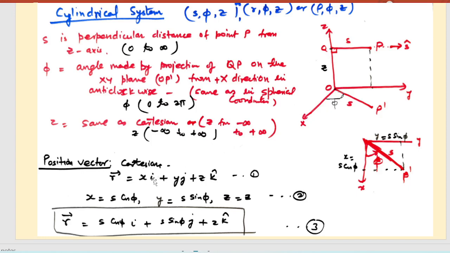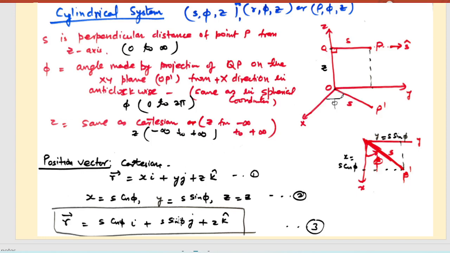So the position vector in Cartesian is x i cap plus y j cap plus z k cap. Here we have to find the relation. Suppose z is fixed, z in this direction, because it does not depend on the angle. Now we have to find the relation of x and y using this phi angle. We have this OP prime vector, that is s, and this angle is phi. So x will be s cos phi and y will be s sin phi. That's why we have the position vector in the cylindrical system, s cos phi i cap plus s sin phi j cap plus z k cap.